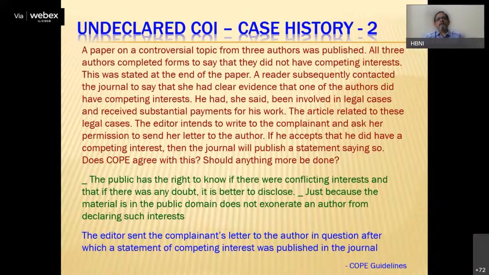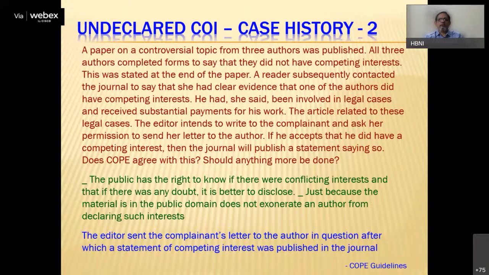Then another one was a paper on some controversial topic which had 3 authors and it was published. All 3 authors had in fact completed COI forms to say that they did not have any competing interests. So this was also stated at the end of the paper which was published. Then some reader subsequently contacted the journal to say that she had some very clear evidence that one of the authors in fact did have a competing interest.